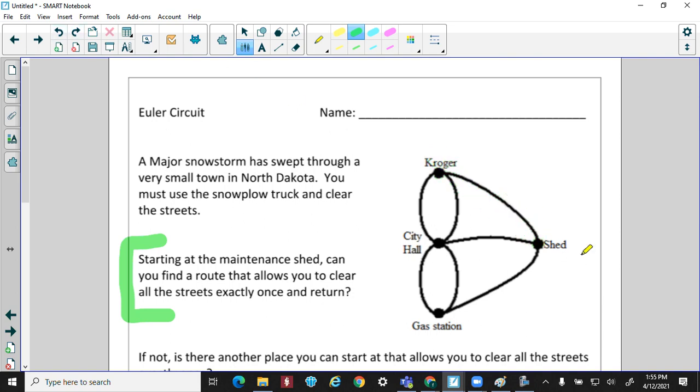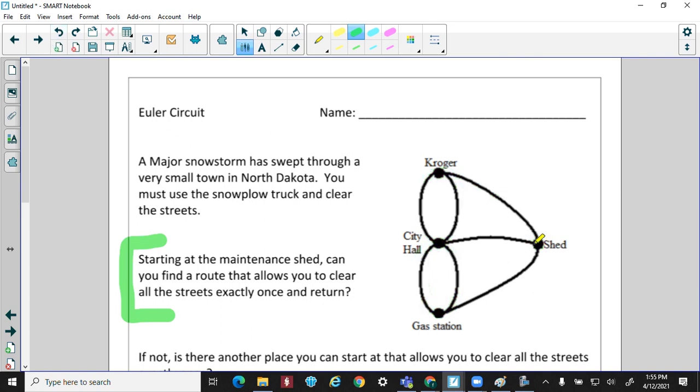All right, so let's see if we can do it real quick. Starting with the shed, let's say we just go to Kroger. We wanted to go to Kroger for some odd reason. Now we're going back to City Hall, and then we're going to the gas station, but we've got to do this one right here. Uh-oh, we're stuck. Okay, well, that's not good. Can't do that. So let's try it again.